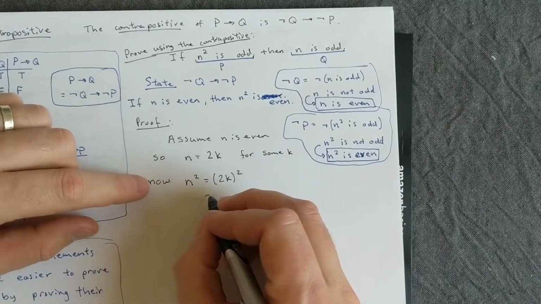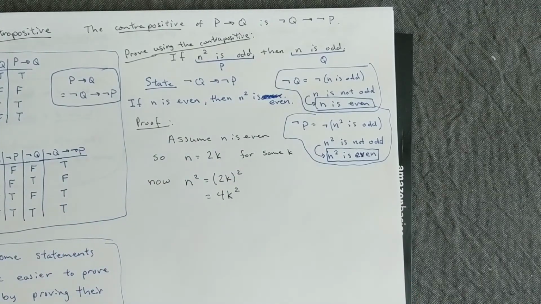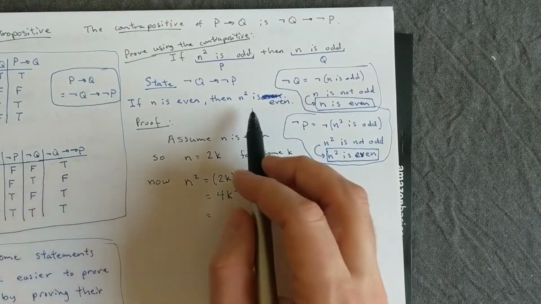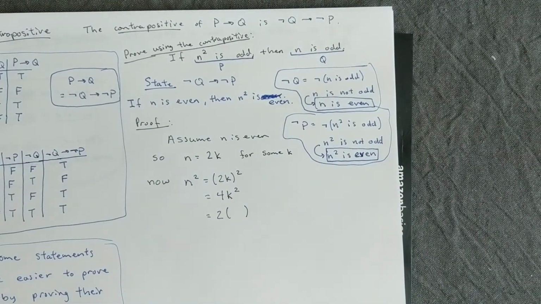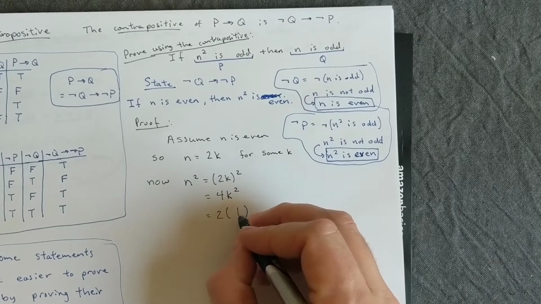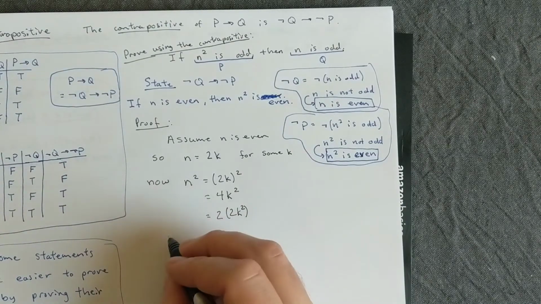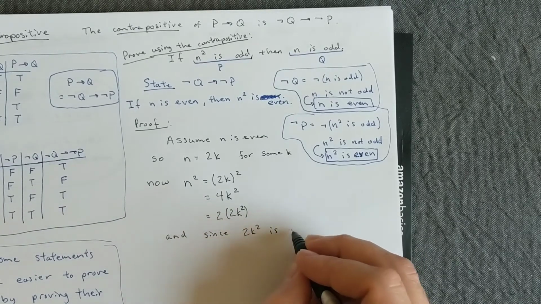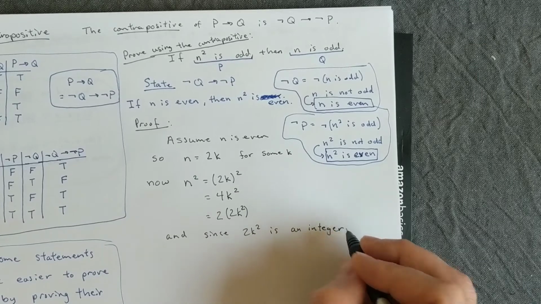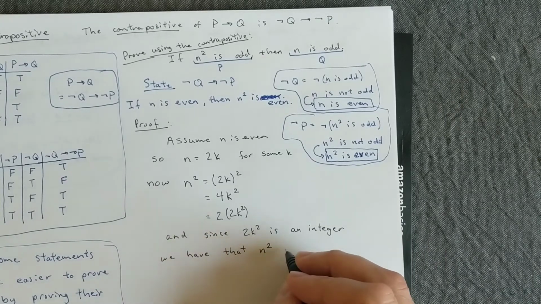You don't have to do this, but I'm going to multiply this all the way out just so I have a sense of what I'm working with, which gives 4k squared. And then in order to say what we want, which is that n squared is even, I need to write this as 2 times something. So if we pull a 2 out, then 2 times what is going to give me 4k squared? Well, the k squared's got to be there because 2's not changing that, and then 2 times 2 gives me 4, so that's it. And since 2k squared is still an integer, we have that n squared is even.